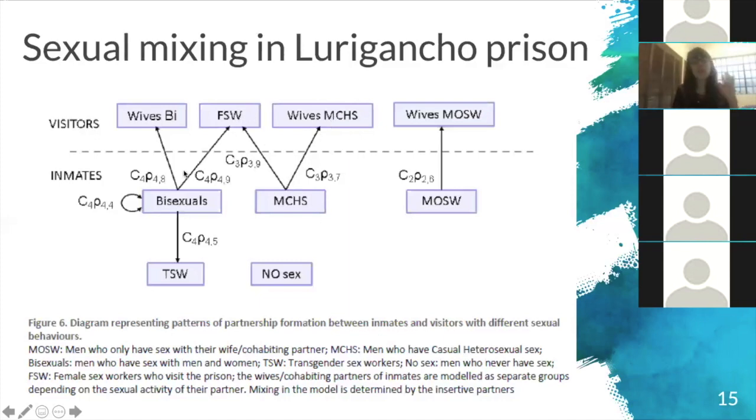And then there was a group of higher risk that had multiple partners, including men and women. And so they had their stable partner who came for visits, female sex workers. They also had sex with other men in the prison, and they had sex with transgender women in the prison who generally worked as sex workers. There was also a group that fully abstained from sex during their time in prison.